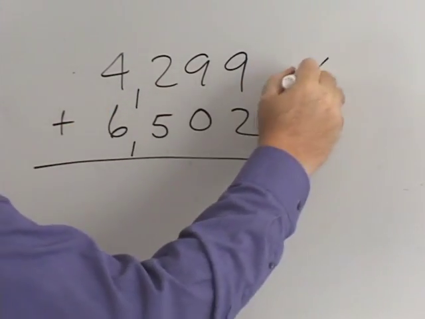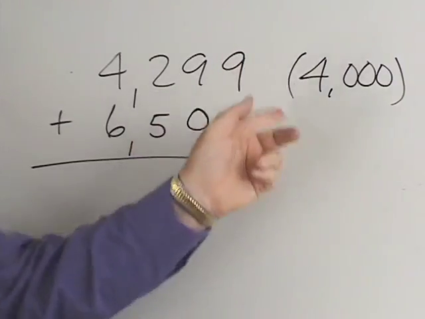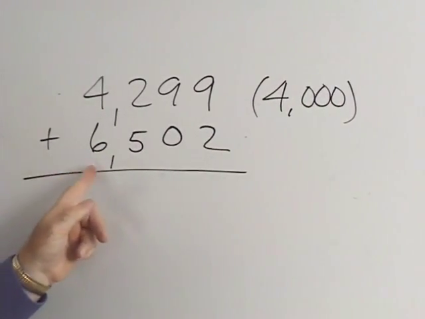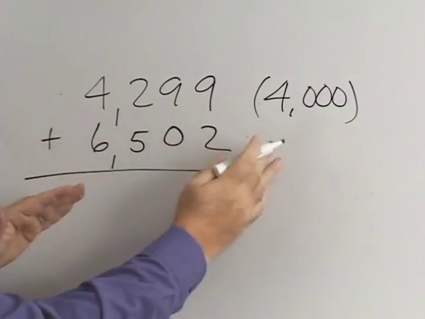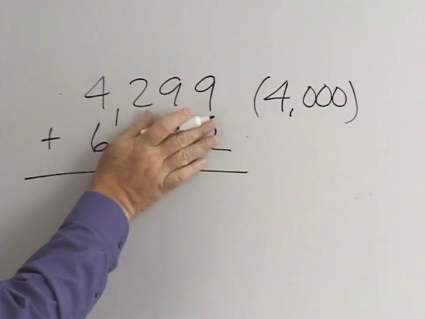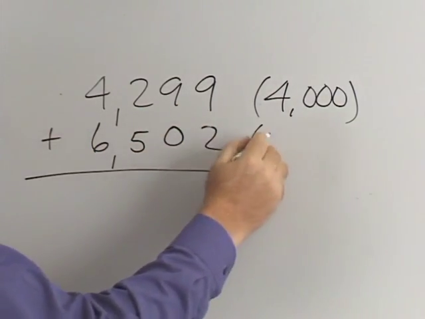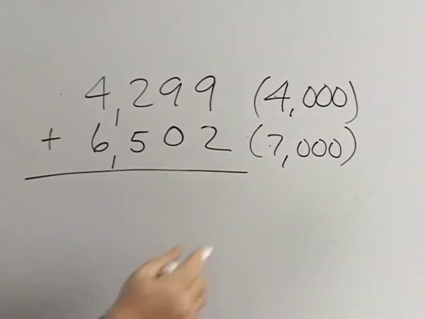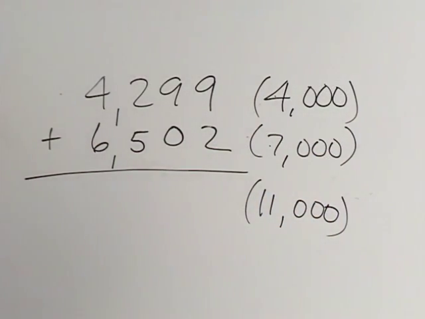We already did this. That's 4,000. Okay. I put it in parentheses just to show that that's an approximation. What's this round up to? 7,000. Well, what's it closer to? Is it closer to 6,000 or 7,000? 7,000. We look at the next number. 5 makes it go up, so that's 7,000. Okay, now let's add it. What's 7 plus 4? 11,000. That's what we think the answer should be real close to.